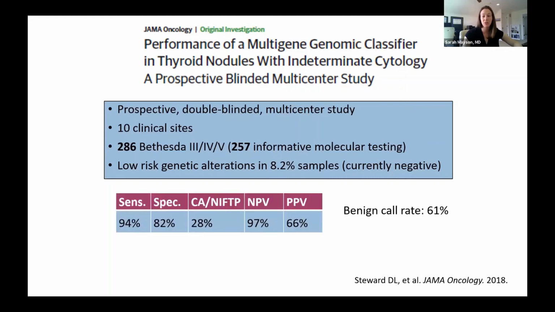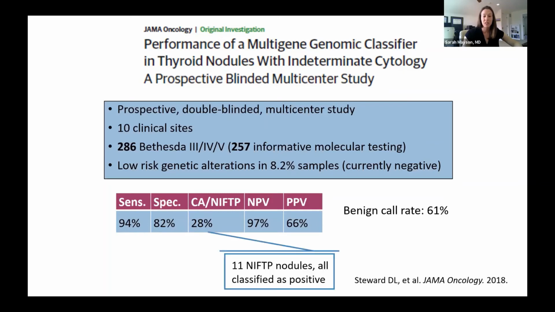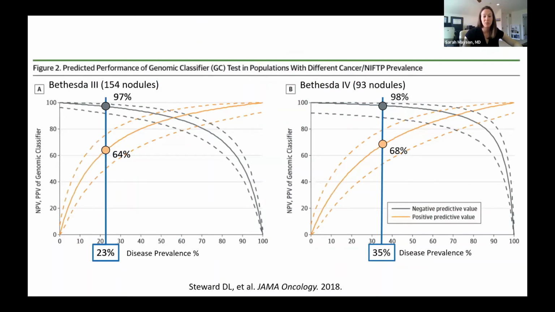The diagnostic accuracy of this test was calculated for Bethesda 3 and 4 nodules only, and the sensitivity was determined to be 94%, specificity 82%. In this study, the cancer NIFP prevalence was 28%, and thus the negative predictive value of the test in this population was 97%, positive predictive value 66%, and the overall benign call rate was 61%. I did want to mention that there were 11 NIFP nodules included in this study, and all were classified as positive, which is appropriate.